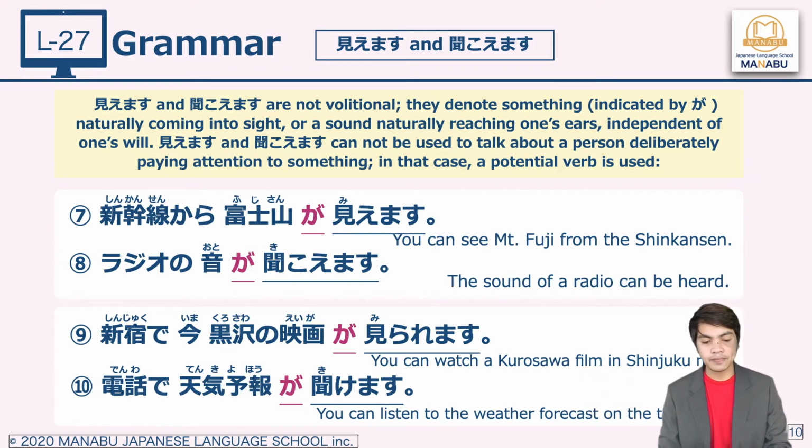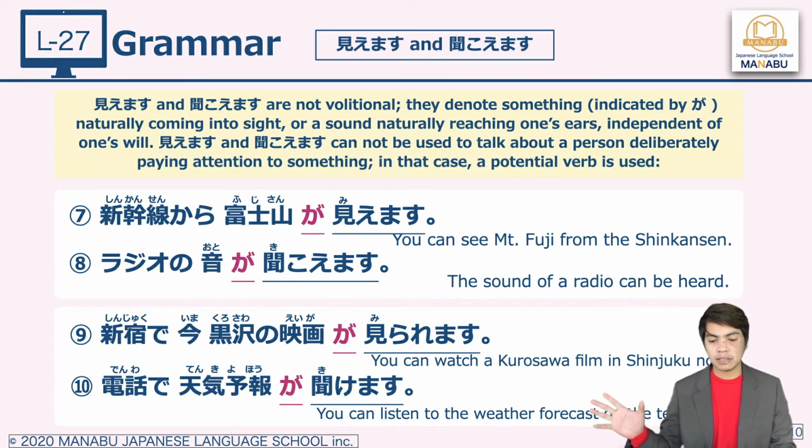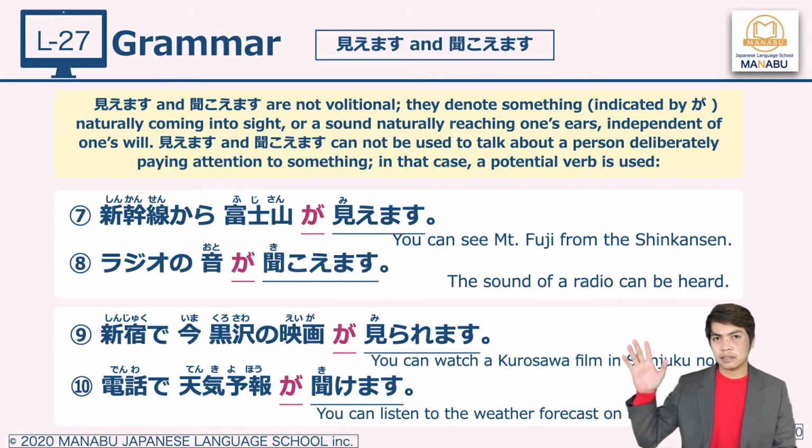Now, miemasu and kikoemasu cannot be used to talk about a person deliberately paying attention to something. In that case, a potential verb is used. So we cannot use the verbs miemasu and kikoemasu when talking about a person deliberately paying attention or his own intention to do something.